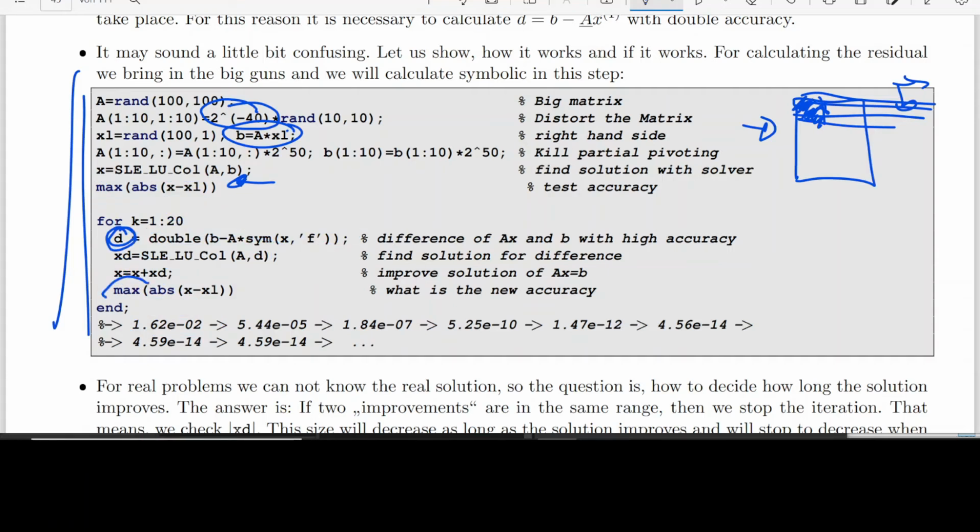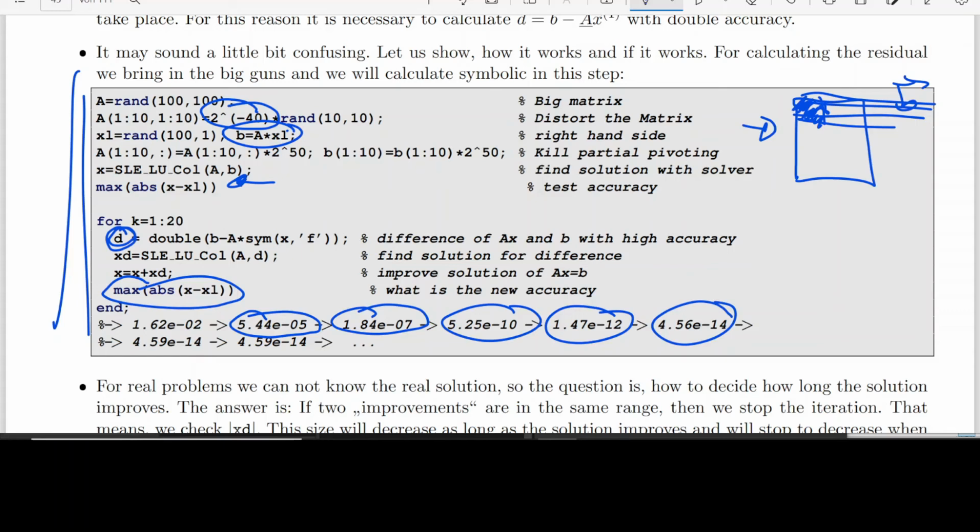And then after one step we get this deviation, which is much better. One step later we get this deviation, which is much better again, and again. This deviation is almost perfect, and then the solution does not improve any more. So we see we can't improve it to infinity, but that is absolutely no problem, because if the entries of the solution are between 0 and 1, then an accuracy of 5 times 10 to the power of minus 14 is almost perfect down to the last digit.